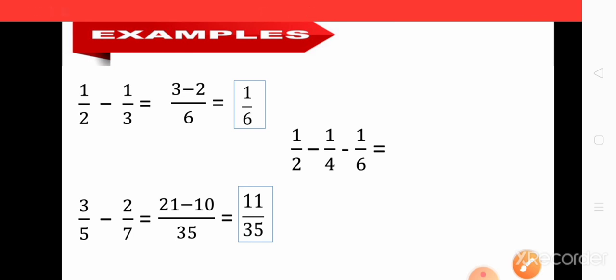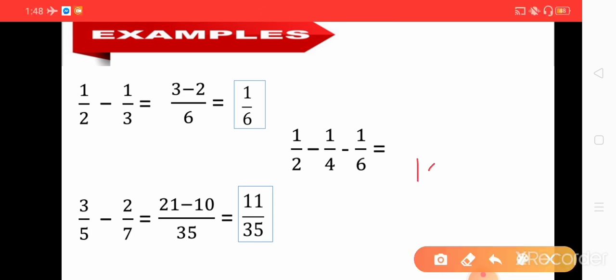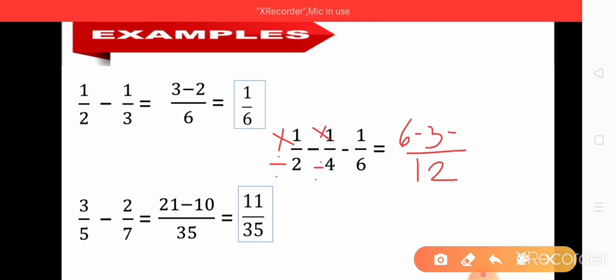So, we have the LCD of 12. 12 divided by 2 will give you 6. And 6 times 1 will give you 6 minus. 12 divided by 4 will give you 3. 3 times 1 will give you 3. So, minus. 12 divided by 6 will give you 2. Then, 2 times 1 will give you 2.